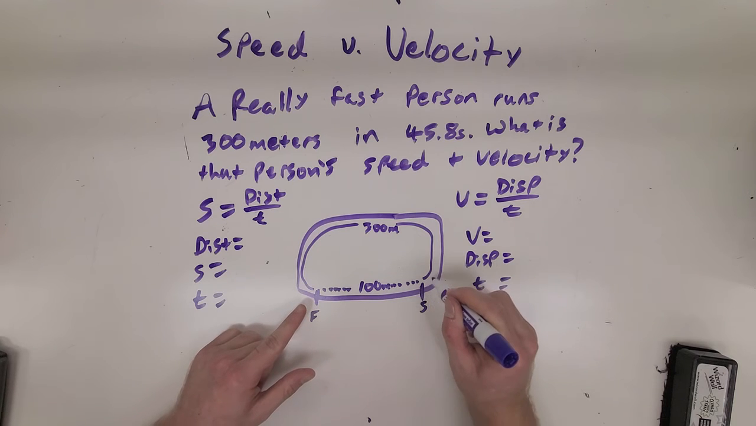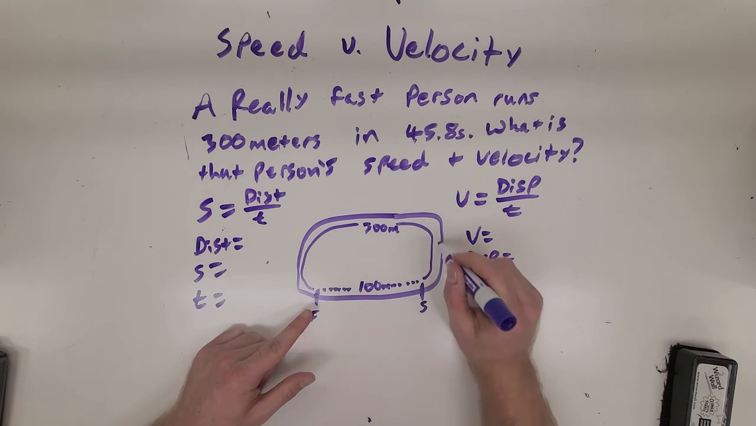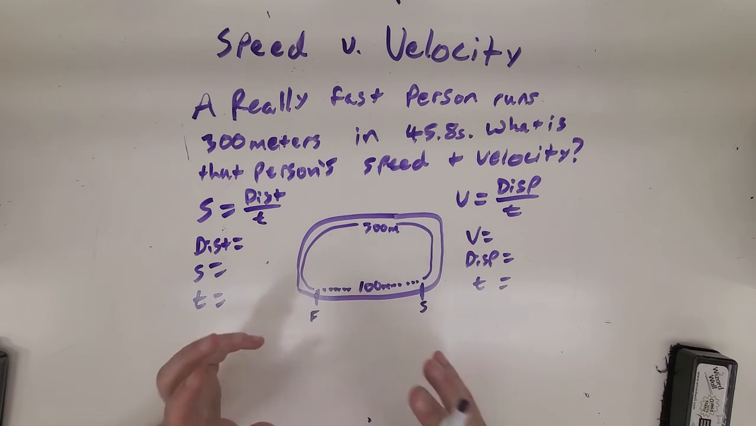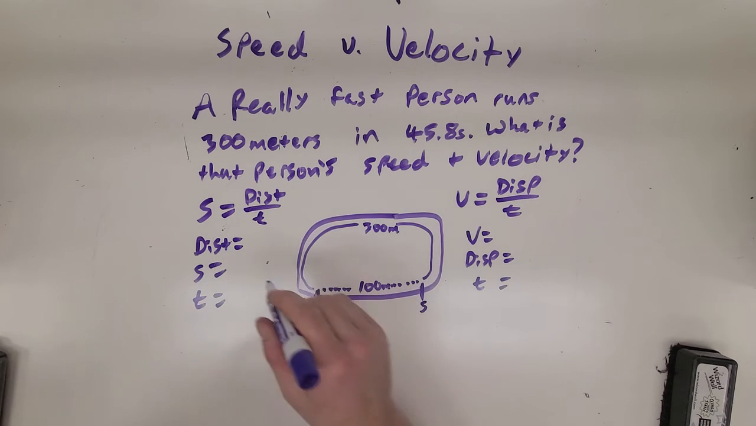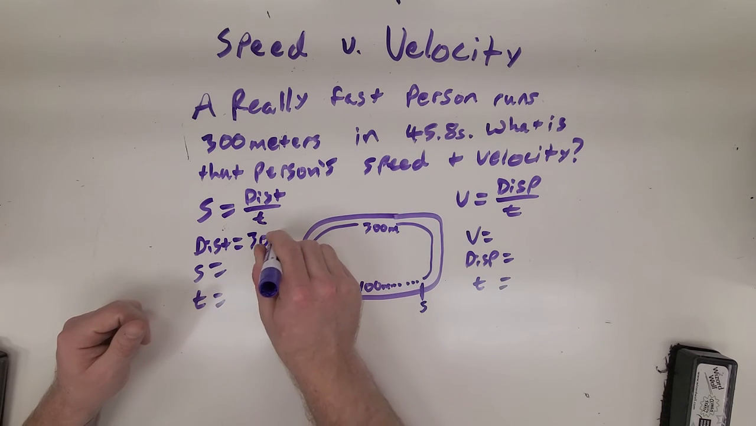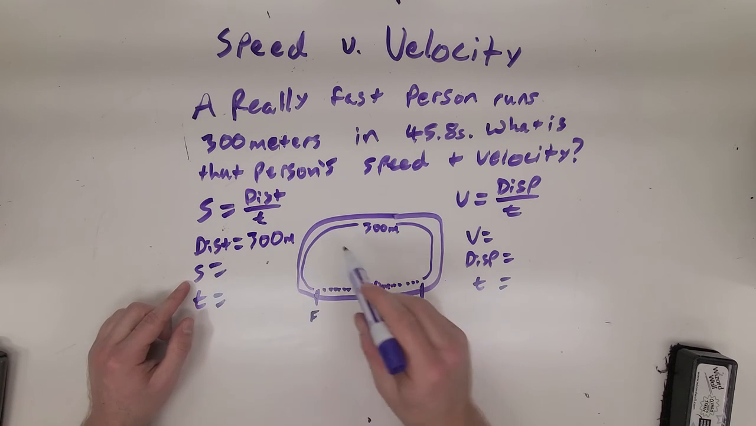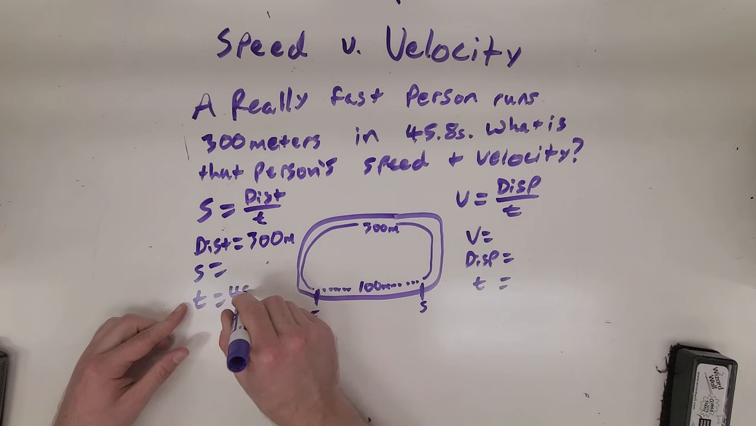This person starts here, they run around the track here in this route, and they finish right here. This is the total distance that person covers. They ran around the track. That was the ground that they covered. If you draw a line, that's the path they took. That's how much ground they covered. So we would write 300 right here. Now their speed is what we're trying to figure out. This person took 45.8 seconds to do that.